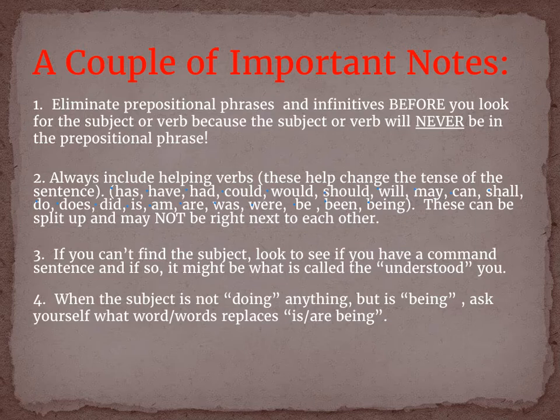Number 3, if you cannot find the subject, look to see if you have a command sentence. And if so, you might have what is called the understood you. That means that the subject is not directly stated in the sentence, it is understood that the reader knows I am speaking to you. And finally, number 4, when the subject is not doing anything, so we do not have an action verb, but instead is being, ask yourself what word or words replaces is or are being to ultimately find the correct verb.